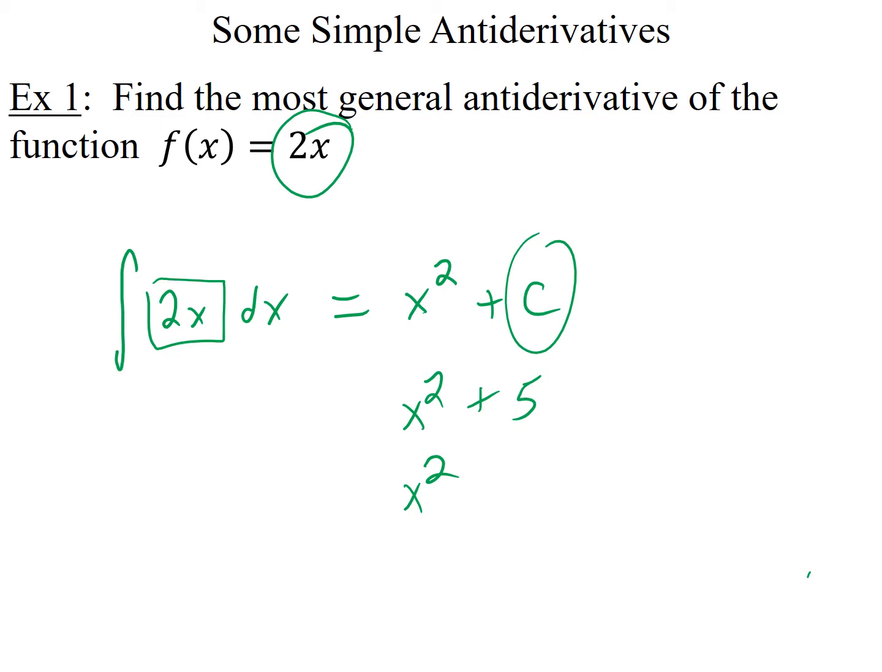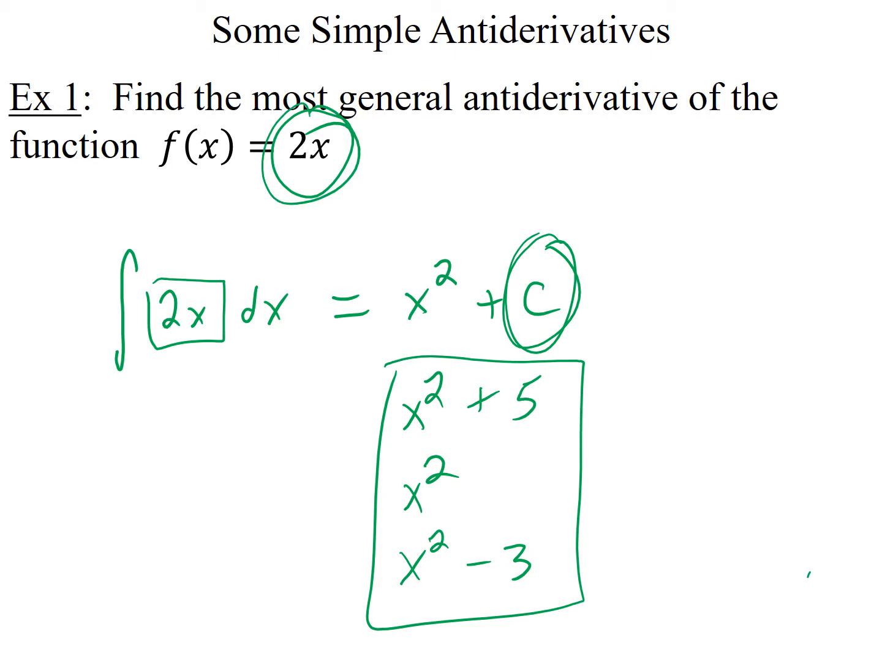If you change it to a negative number, like 3, you get x squared minus 3, x squared plus negative 3, or anyway. But any other number here, so each one of these is an antiderivative of this. In other words, if you take the derivative of any of these, you get that. So you just make the list of all possible antiderivatives.